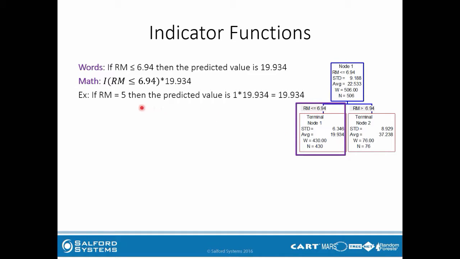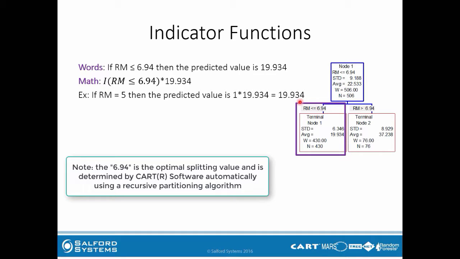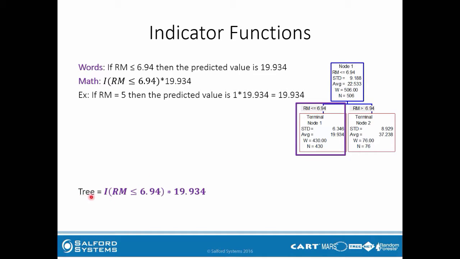Now mathematically, if you were to write that, you would first plug in this 5 into this Rm, so then we have 5 less than or equal to 6.94, and then you ask yourself, is that true? And of course it is. So this is true, so then the entire function here takes a value of 1. So then we have 1 multiplied by 19.934, which of course equals just 19.934. So the first part of our equation for our tree is just going to be this piece. But of course, we have 2 nodes here, so there's going to be another part to this tree.